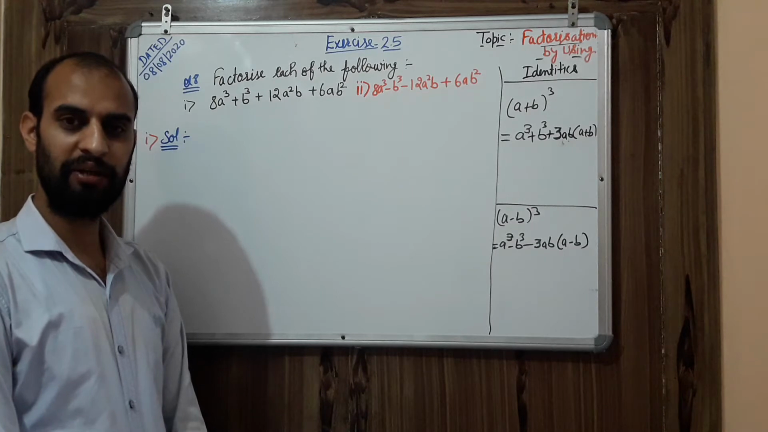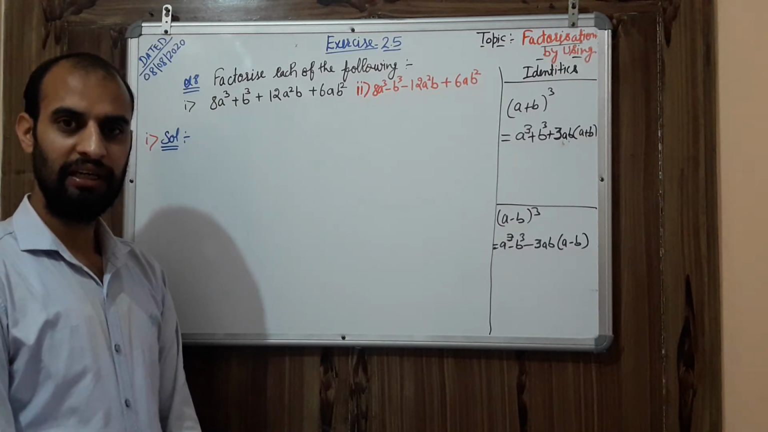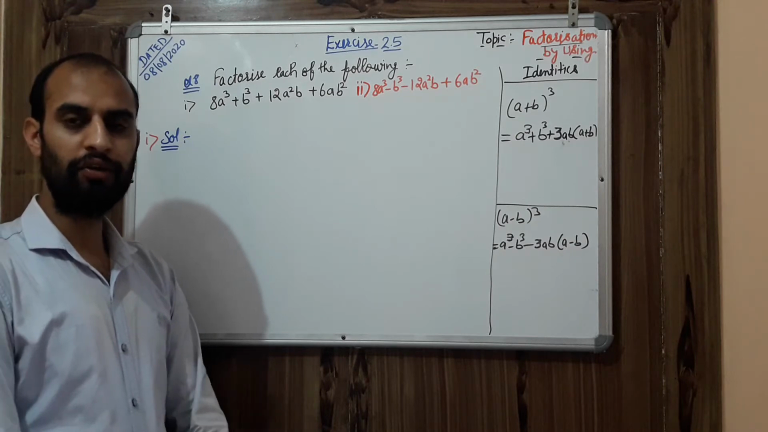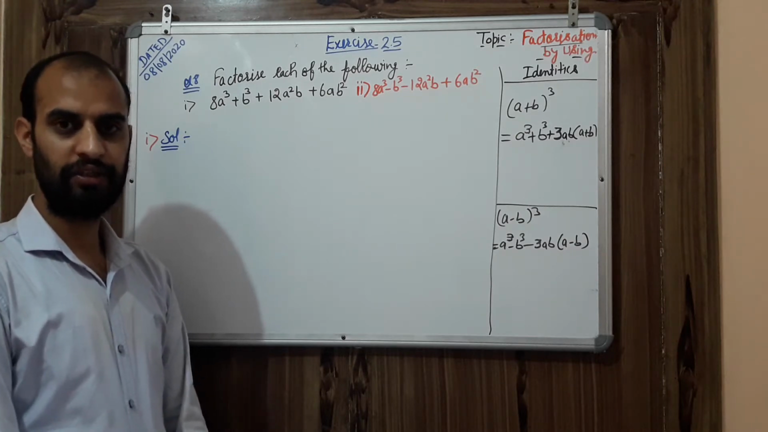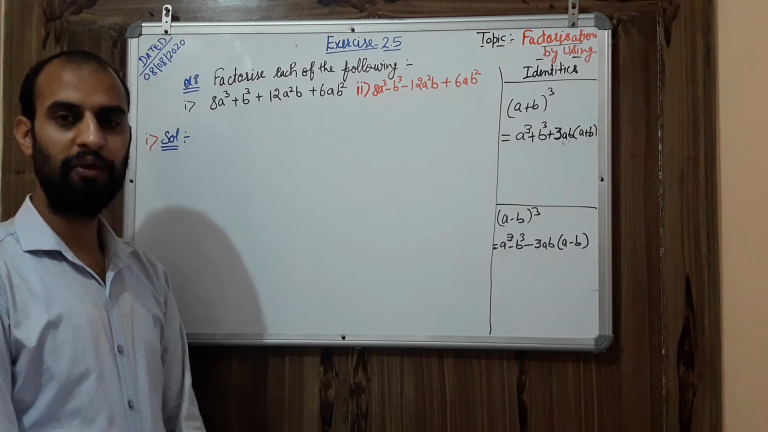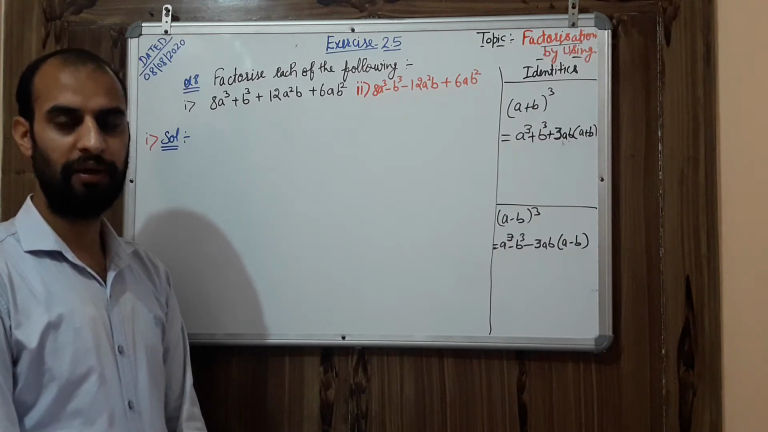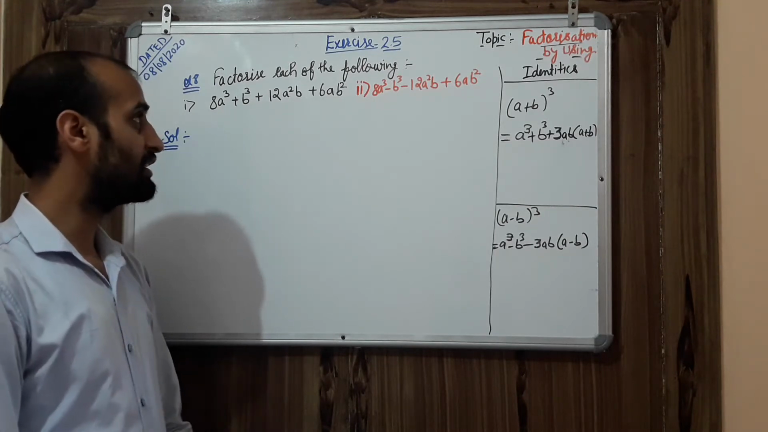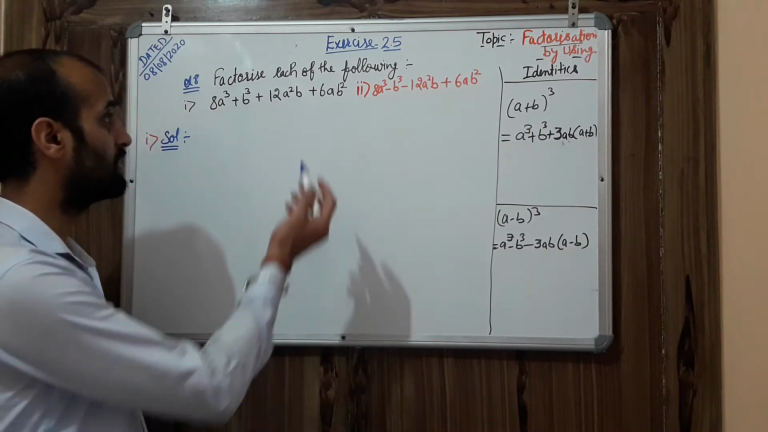As you all know, we are in chapter number 2, which is related to polynomials, and today we are going to start factorization. How to factorize any polynomial when it is in the cubic form, when the power is 3. So let's take question number 8 of exercise 2.5.